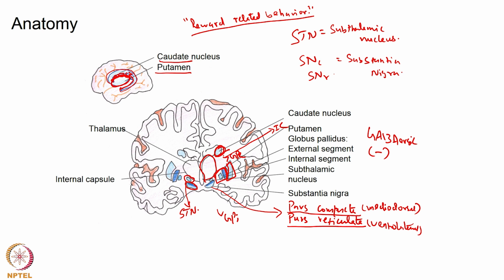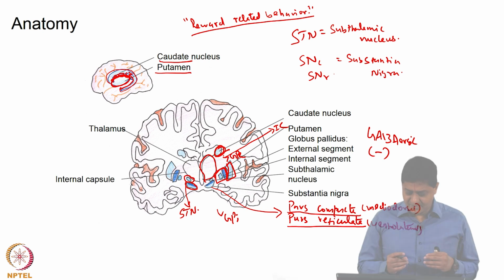Okay. And then there is the subthalamic nucleus, which is a small nucleus containing densely packed neurons that is located just below the thalamus. That is the reason it is called the subthalamic nucleus.